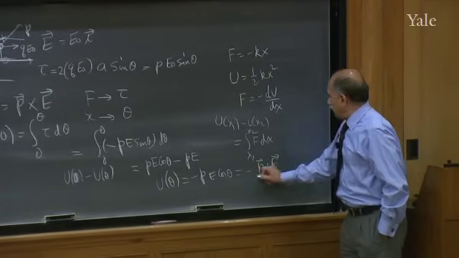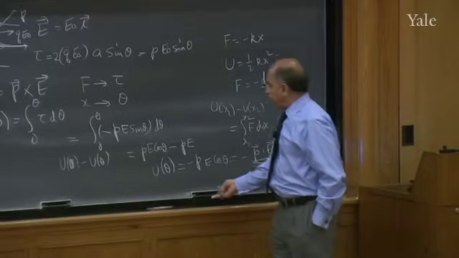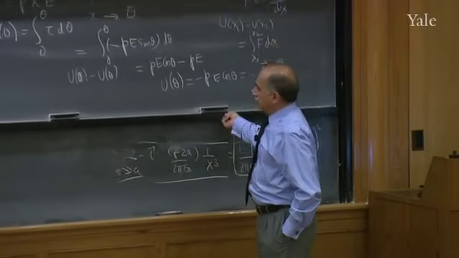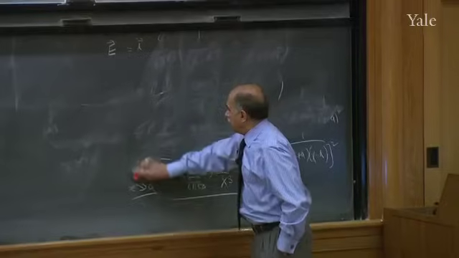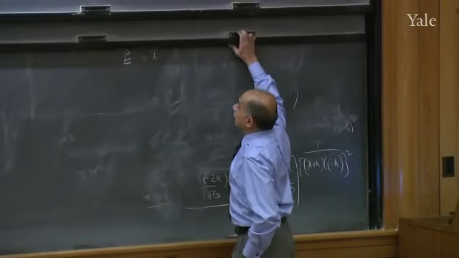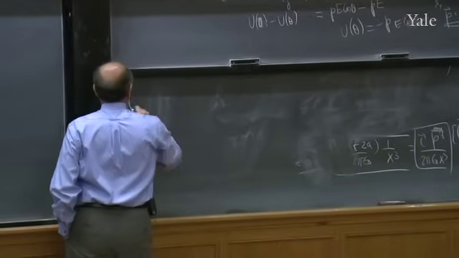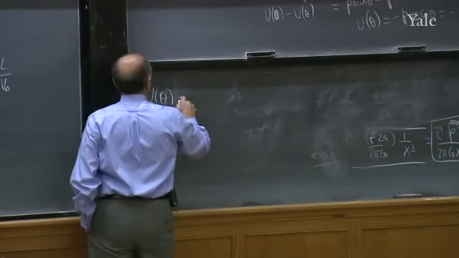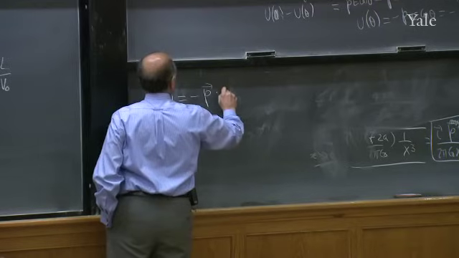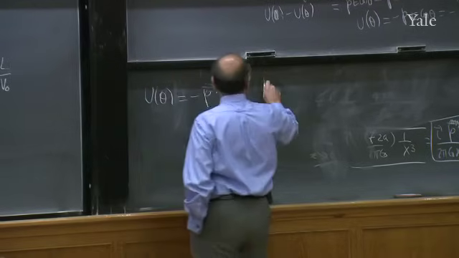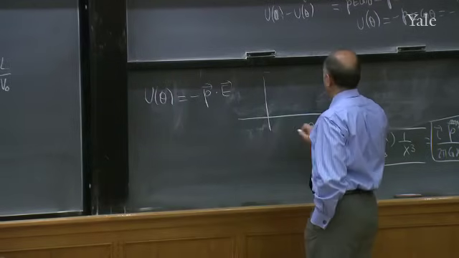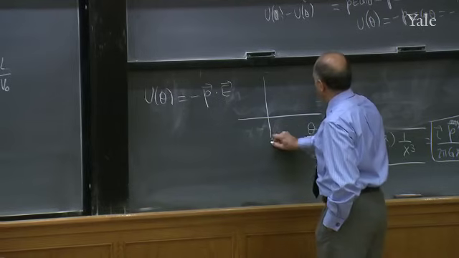So that's the final formula you have to remember. Let me bring it down here. When you have a dipole in an electric field, it has a potential energy associated with the angle, which is minus P dot E. And if you draw a picture of that as a function of theta, it goes like this.